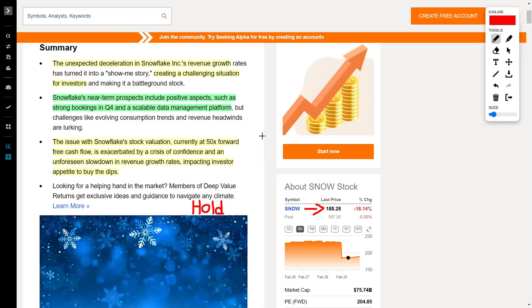According to the stock's current valuation, they are currently trading at 50 times their forward free cash flow. Therefore, as soon as investors saw that their current growth rates and growth prospects do not meet their forward metrics or accounting ratios, that's why investors decided to liquidate this company, and that's why we are seeing their share price fall. In a nutshell, this unforeseen slowdown in revenue growth scared investors, and that's why people are not buying the dip and instead they are selling.